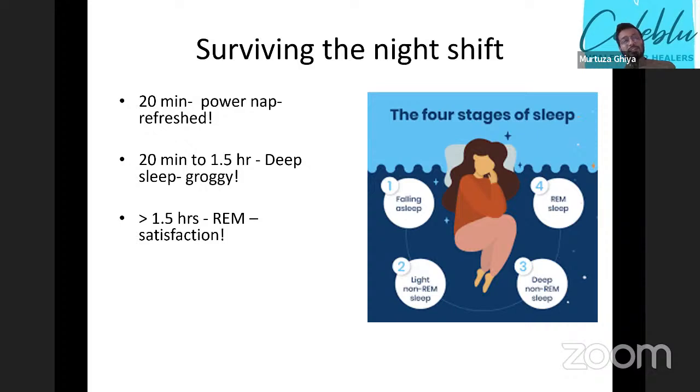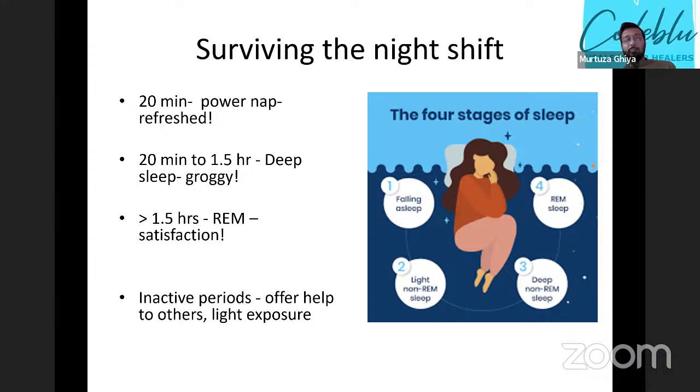And the problem is if you can't sleep during the day, you're going to wake up, you have to come back to the night shift, you haven't slept during the day, and you're going to have a tough night shift. So yes, you need to tire yourself out during the night shift, okay, and come back fresh for the next night shift by sleeping during the day.